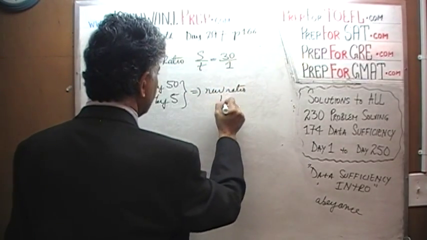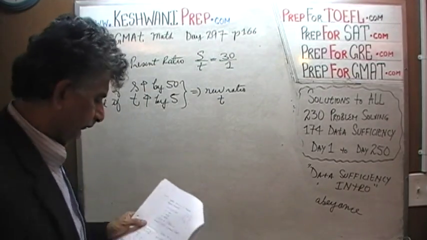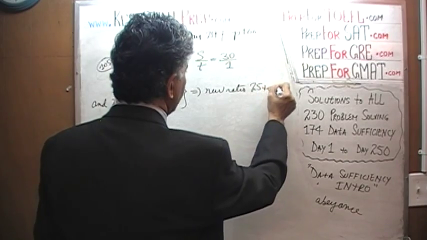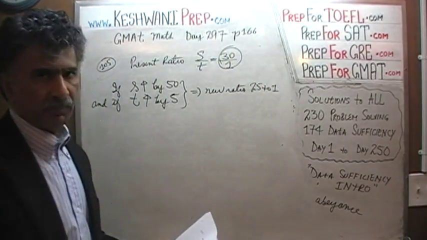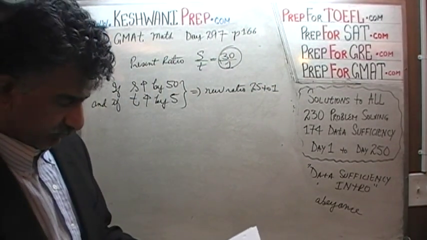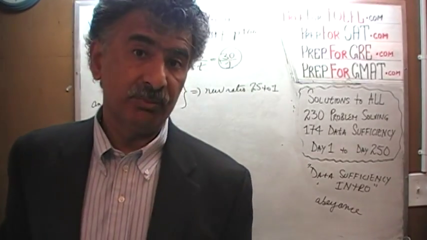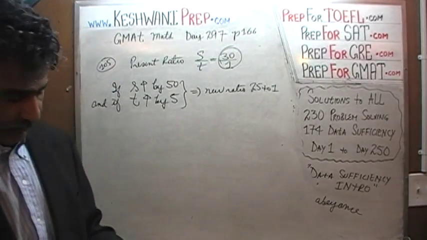the new ratio would be 25 to 1. Here we have 30 to 1. It will become 25 to 1. The question simply is, what is the question? I don't know what the question simply is. How many teachers we have, or how many students we have, whatever. Do you understand? Let's find out, shall we?